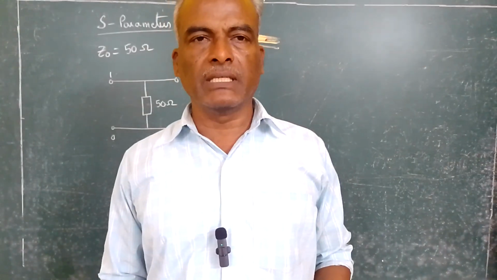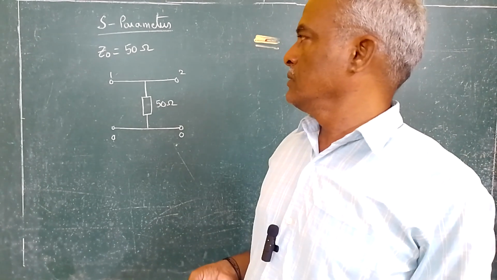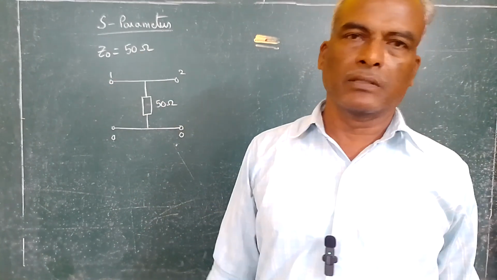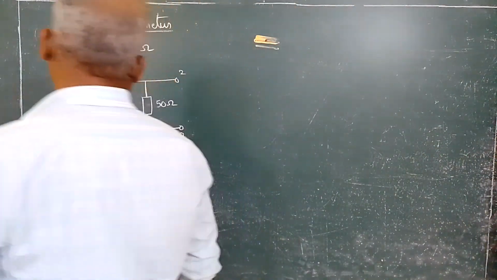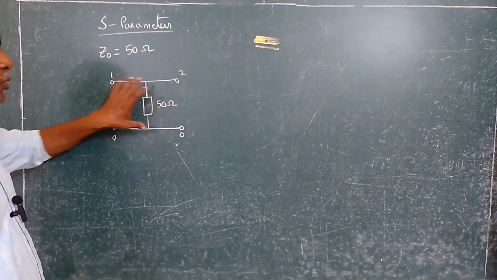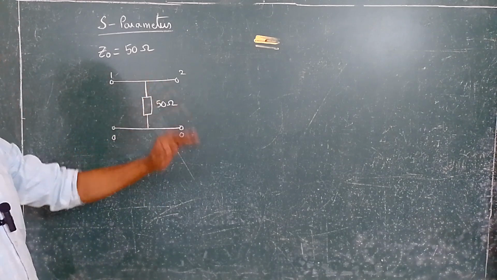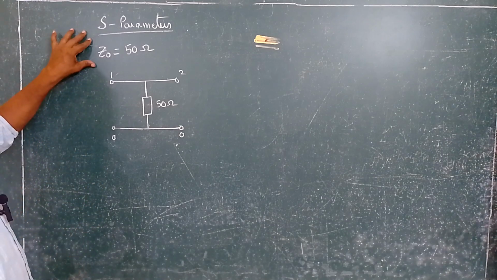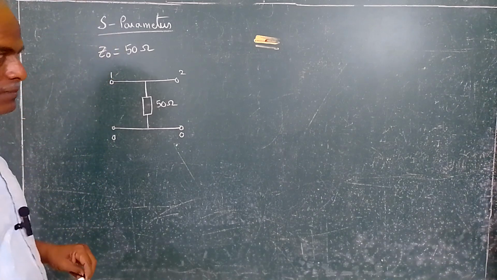Today we are going to see another problem. We have to find the S parameters for this two-port network. So port 1 is here and port 2 is here. This 50 ohms is in parallel with port 1 and port 2. Assuming characteristic impedance Z0, which is equal to 50 ohms.